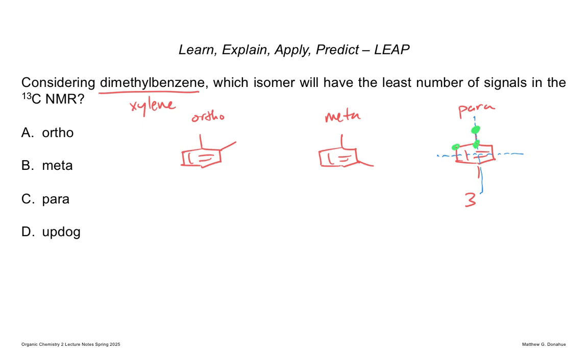What about meta? How many signals would that have? What'd you say? 5. So that plane of symmetry would be here. And ortho, you'd have a plane of symmetry there, so that would get you, what, 1, 2, 3, 4?